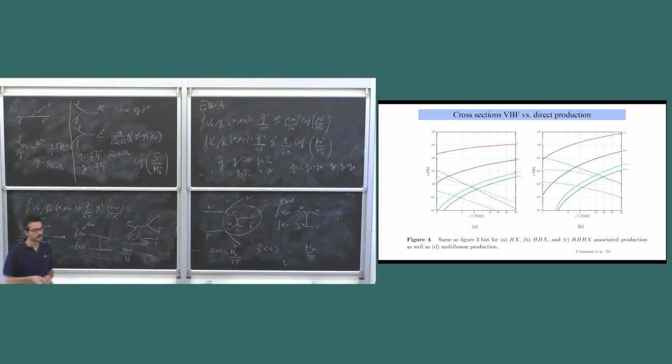And that's your situation. I mean, the typical... The pole on the Z propagator cannot be mixed with the vector boson fusion topology. No, but I was referring to something more general.